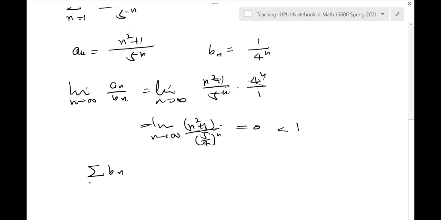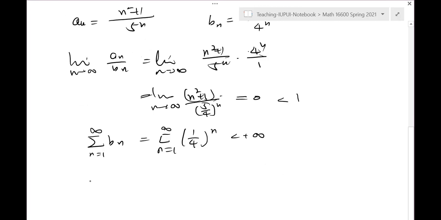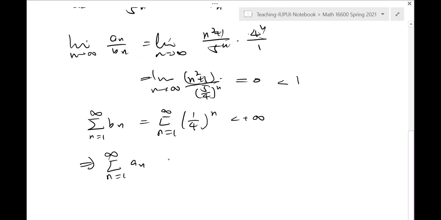And since this is convergent, this is a geometric series, this implies that this is convergent.